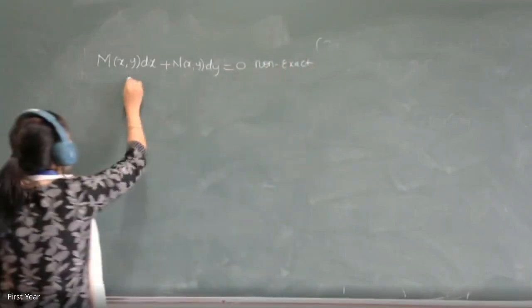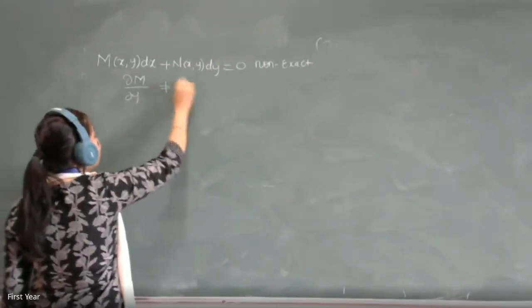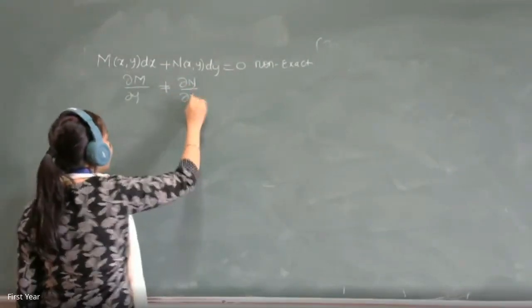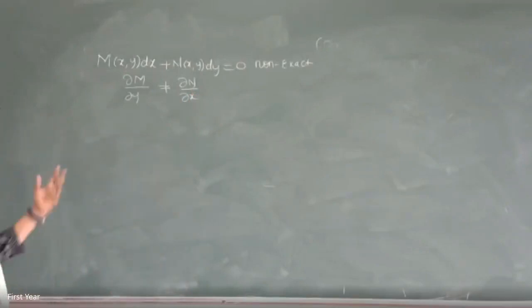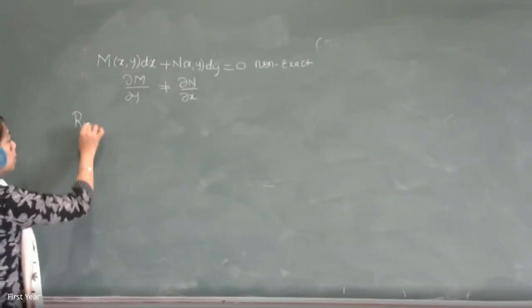How do you know that it is non-exact? Delta M by delta y is not equal to delta N by delta x. Also it won't be variable separable. It may be homogeneous, but then maybe the first method that we have seen, substitution, will become lengthy, and that's why we are going for this method. So the first rule goes like this.